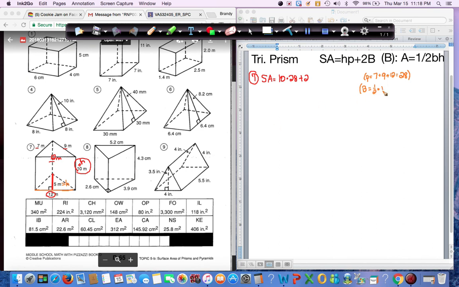So we're going to say times 12 times 5, and you put this in your calculator, and you say 1 divided by 2 times 12 times 5. Now, I'm going to do it in my head because I know that half of 12 is 6, and 6 times 5 is 30. Okay, so when I come over to my formula, because I have two bases that are 30, I have this 2 right here. So 2 times 30.